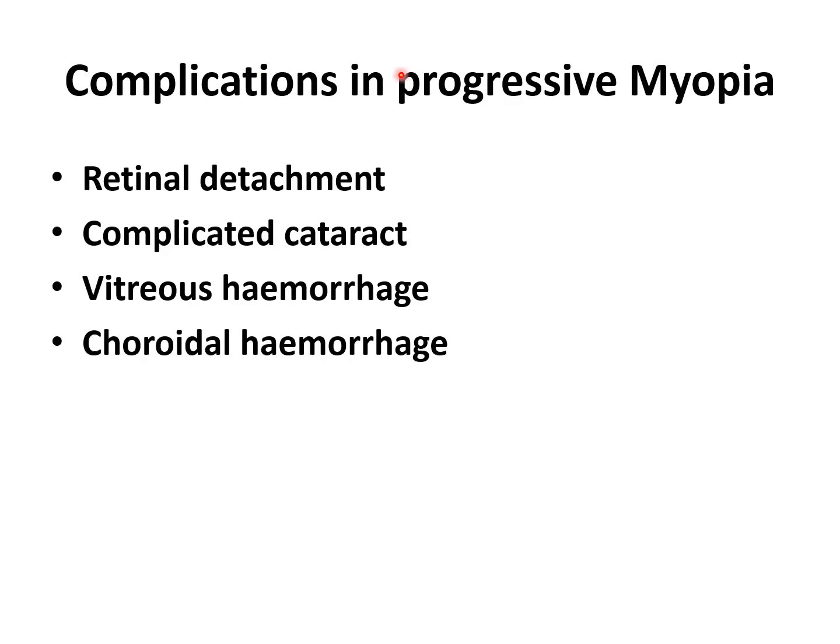Certain complications are associated with high progressive myopia. They are retinal detachment, complicated cataract, vitreous hemorrhage, and choroidal hemorrhage. Retinal detachment may be prevented if the peripheral retinal degenerations are treated.